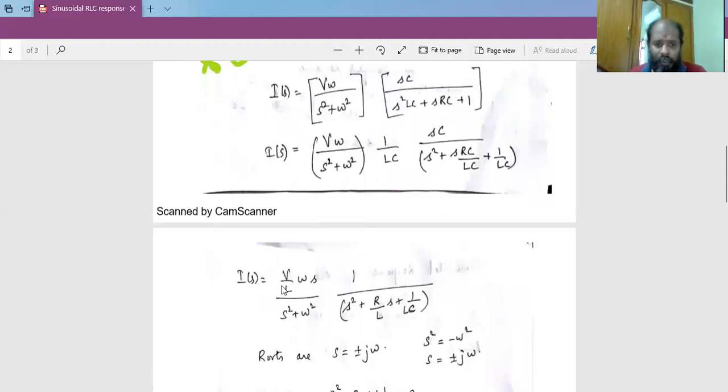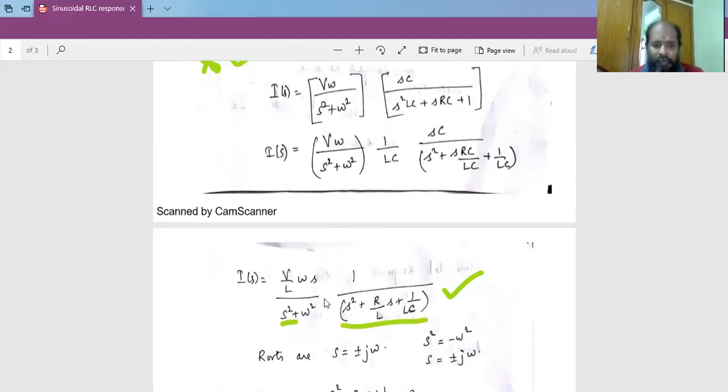I of s is equal to V by L into omega s divided by S square plus omega squared, into 1 by S square plus R by L into S plus 1 by LC. For this, you are going to apply partial fractions. To know the character of the roots, based on the roots only you will assume the partial fractions. The type of partial fractions we take is based on the roots only. So it depends upon two factors here. You can see this equation and this equation.